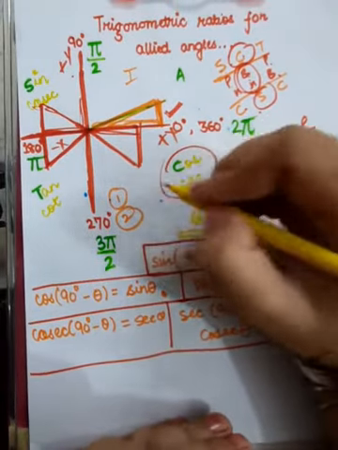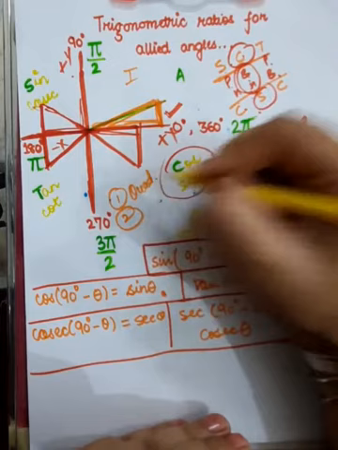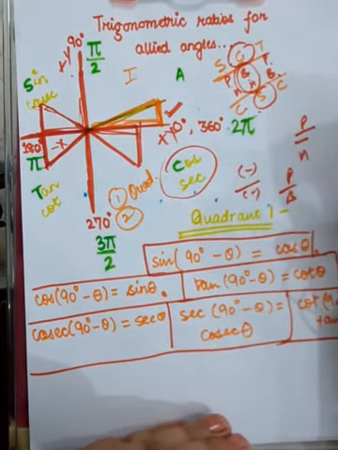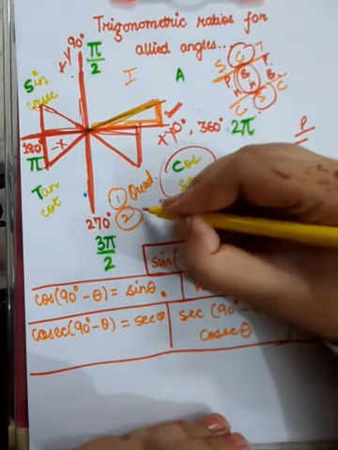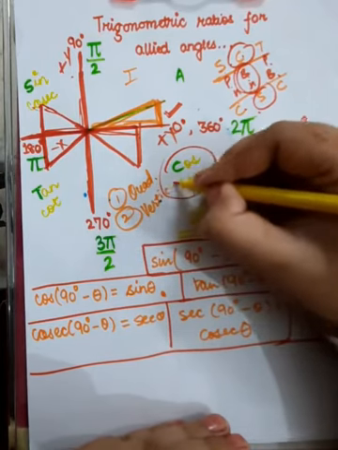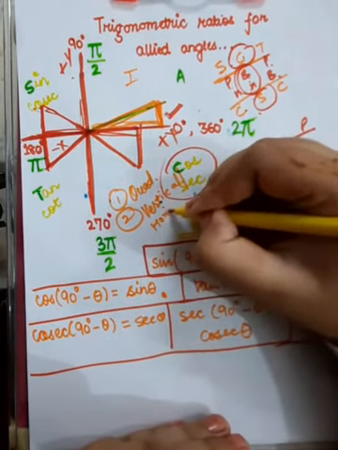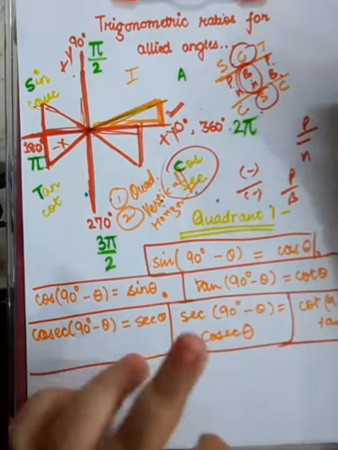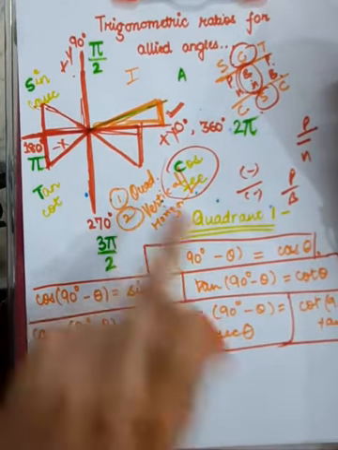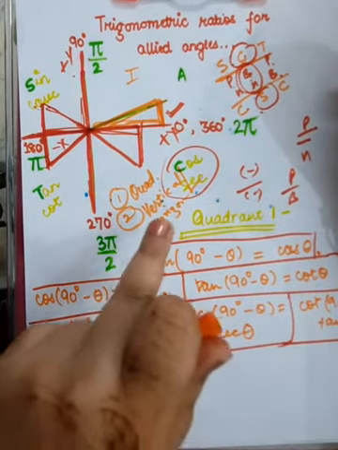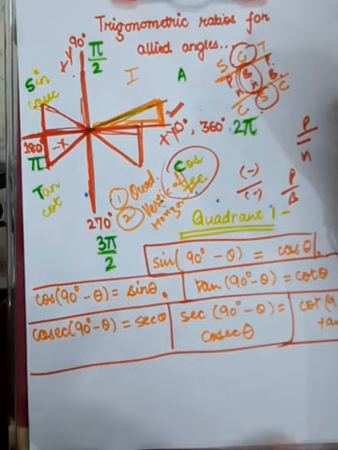Number one, which quadrant we are going in. You need to take care of the quadrant. Number two, you need to take care of vertical or horizontal line. So these are the two things you need to take care of: the quadrant where you are going, and which line you are dealing with, vertical or horizontal.